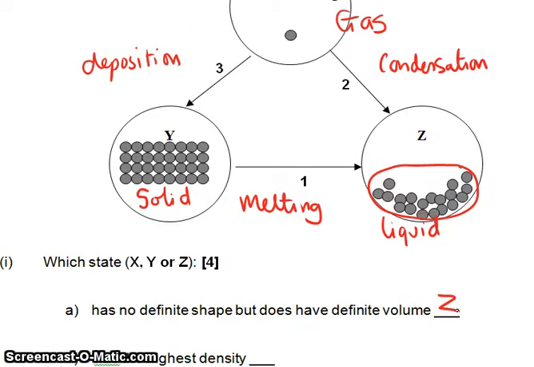Which one has the highest density? Well, for this, you've got to think about the number of particles packed into a space. And obviously with the solid, you can see here they're very tightly packed. There's not much space between the particles. That would give it a very high density. So that would be Y.